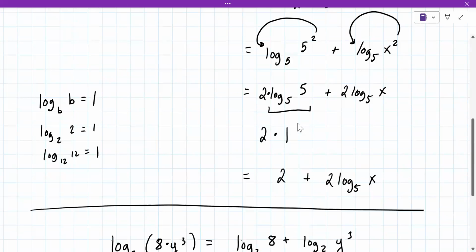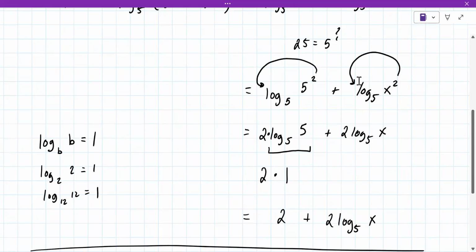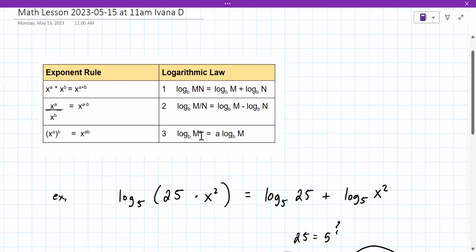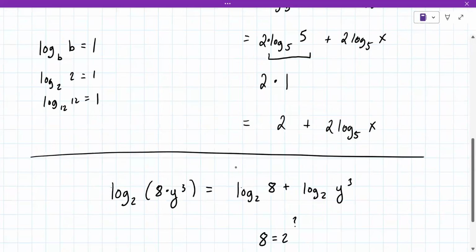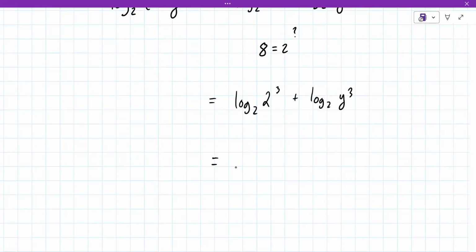Nope, let's go back and look at what we did here. What am I showing here with this arrow and this arrow? Where did the exponent go in the next line? You're showing me that the exponents are going in front of the log. That's what law 3 says. It says the exponent goes out in front. So tell me what to write next. 3 times log base 2 of 2 plus 3 log base 2 of y.